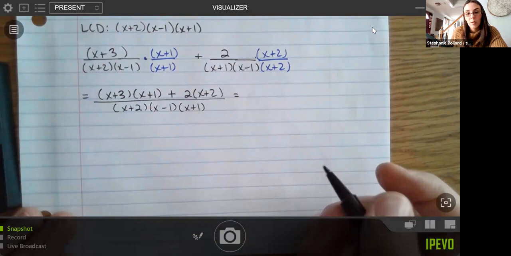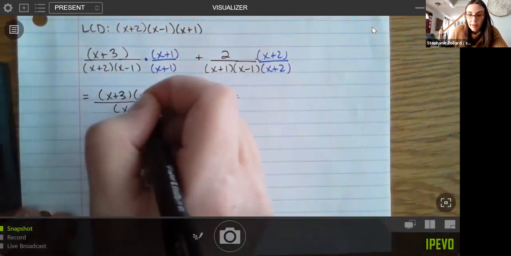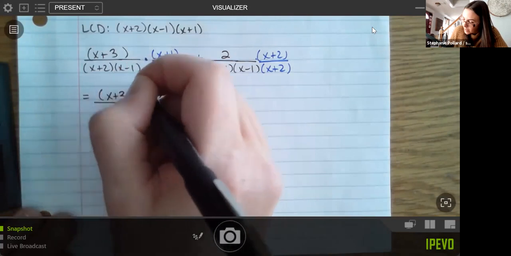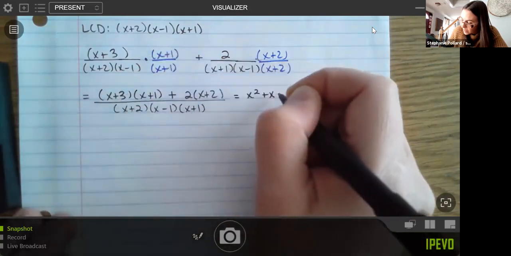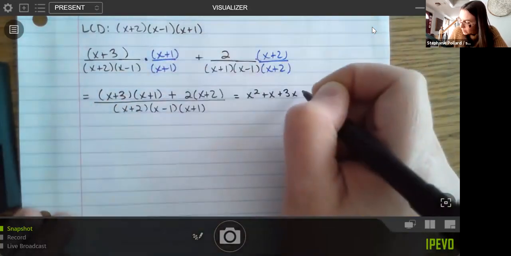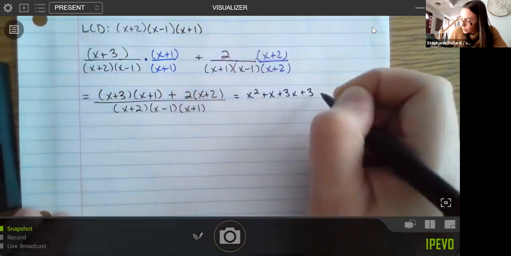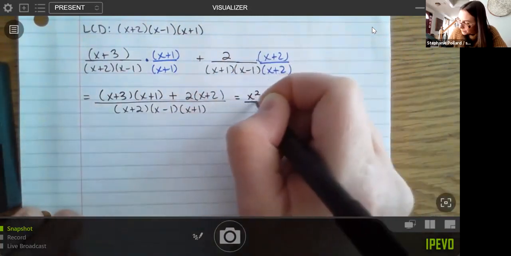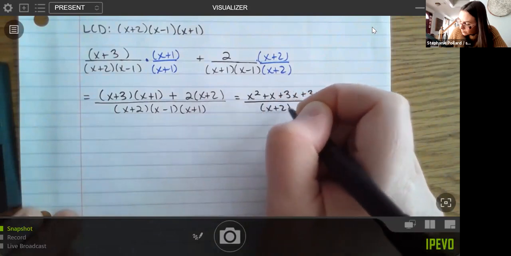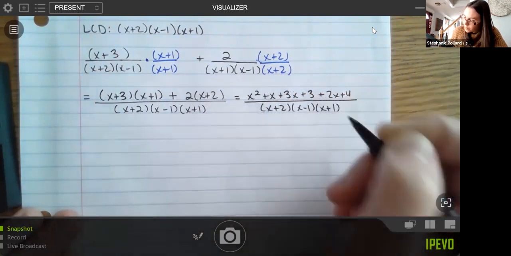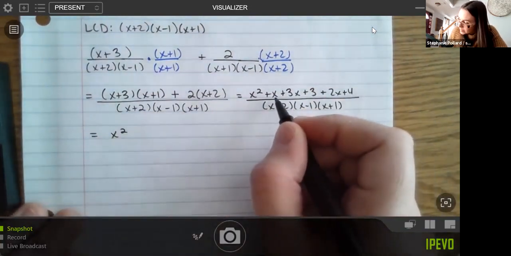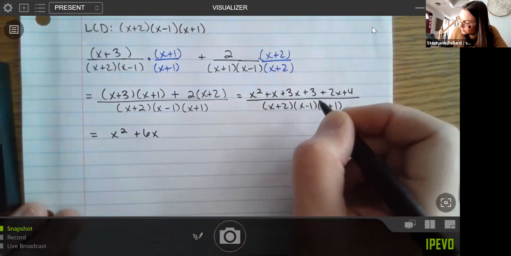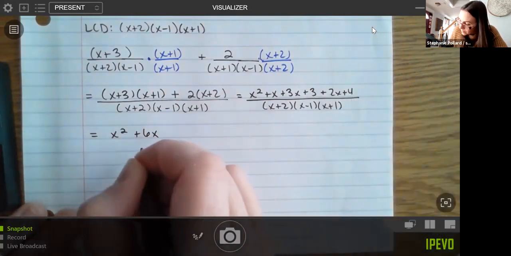Now I am going to keep simplifying. So you do have a little bit of work for this one. I am going to multiply out my numerator here. So x times x is x squared. X times 1 is 1x. 3x is going to be in my next term. And then 3 times 1 is 3. And then for the second one, I'm distributing that 2. So I have a 2x plus 4. I'm going to keep simplifying. So let's see, I have x squared. And then I have x and 3x and 2x. So that's going to be 4, 5, 6x. And then a 3 plus a 4 is 7.